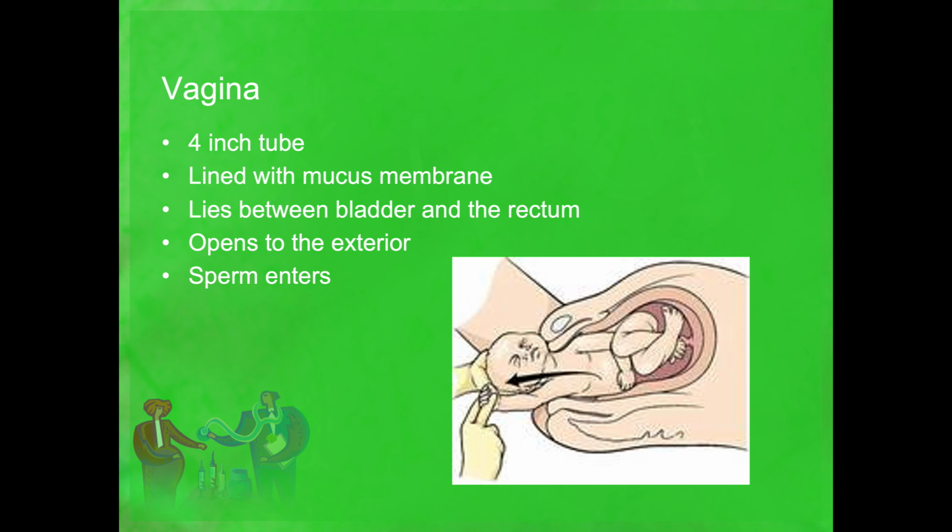Now we have the vagina, and the vagina is the opening tube. It's only about 4 inches in length, and it is lined with a mucous membrane. It sits right between the bladder and the rectum, so we have the rectum right here, and usually we have the bladder sitting right here.